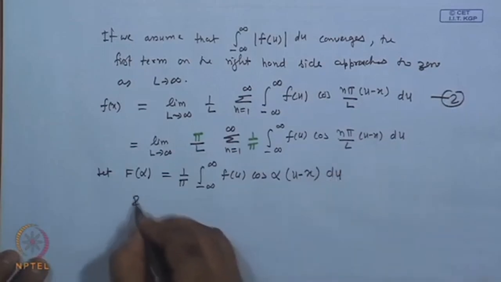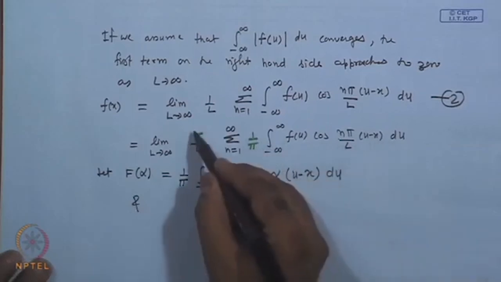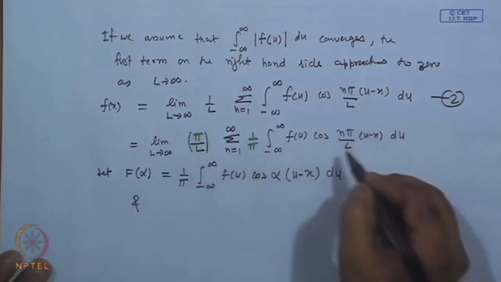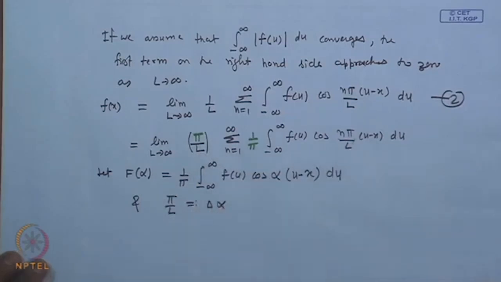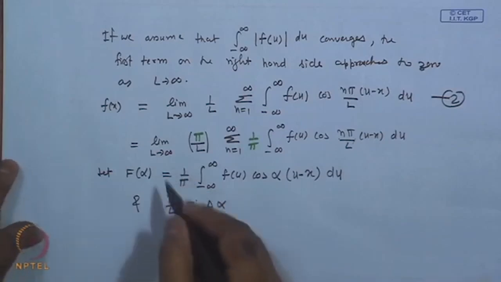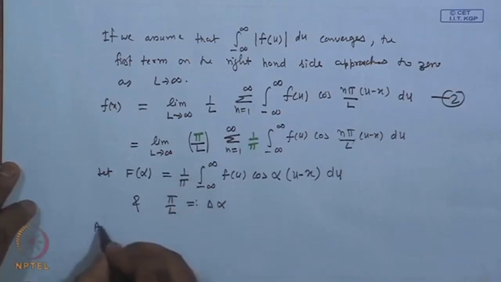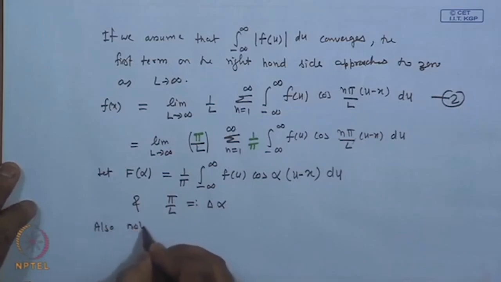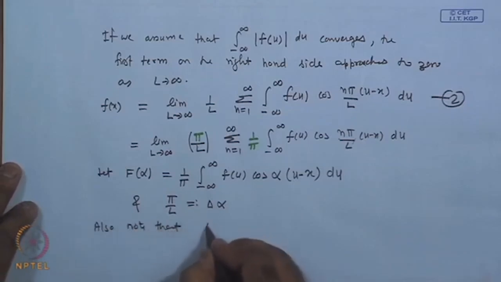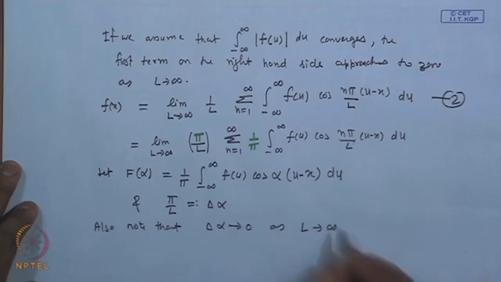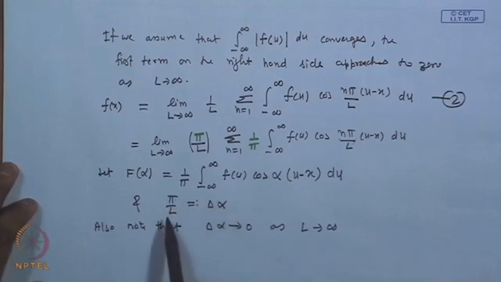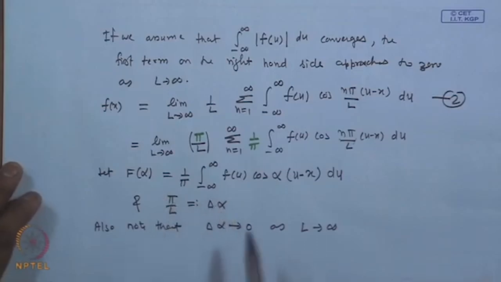And also we assume that this pi over L term which is sitting here, and also here we have pi over L, we take as delta alpha if we denote it by this. So what we get after these new notations, and also note that this delta alpha approaches 0 as L approaches infinity, because we have the relation between L and delta alpha. So as L approaches infinity, delta alpha approaches 0.